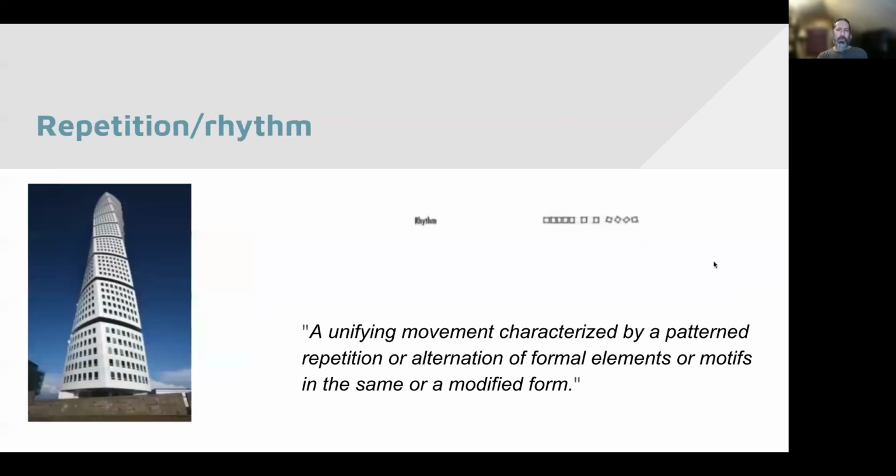All right, repetition and rhythm. A unifying movement characterized by a patterned repetition or alteration of formal elements or motifs in the same or modified form. If you look at that picture there, you could imagine that skyscraper being straight and you still having rhythm in that you have blocks of windows that are repeating, alternating with those breaks between them, and that would create a sense of rhythm.